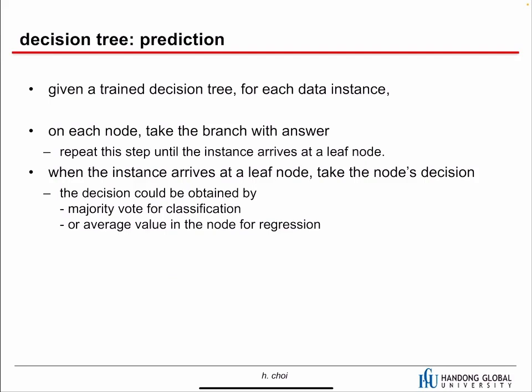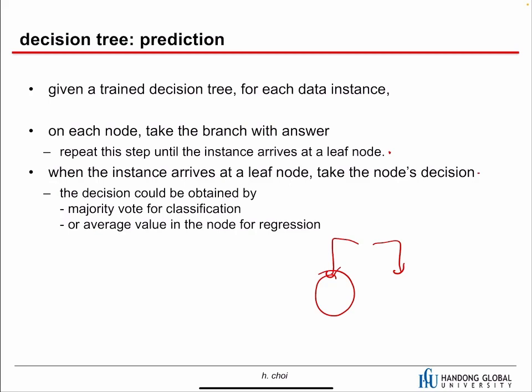So first, prediction. Given a trained decision tree, for each data instance we can predict. So on each node, take the branch with the answer. Repeat this step until the instance arrives at a leaf node. Okay. When the instance arrives at a leaf node, then take the node's decision. And the decision could be obtained by majority vote for classification or average value in the node for regression. So after taking a branch, okay, let's say this is the leaf node.